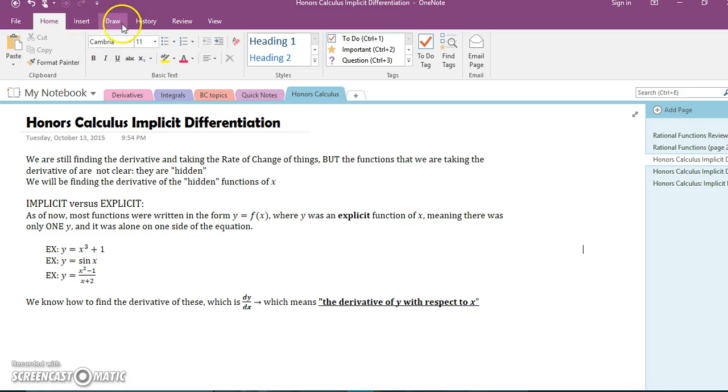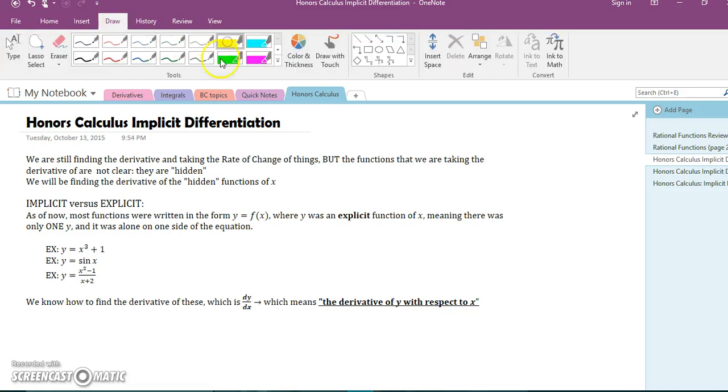So it's important to realize that what we're going to be doing now is we're still going to be doing derivatives and finding rates of change. But the functions that we're doing the derivatives of are not clear. It's not going to be y equals something or f of x equals something. We're going to be finding the derivatives of hidden functions of x. There'll still be a y equals somewhere, but it's not directly stated like what you're used to. Now, it's called implicit differentiation.